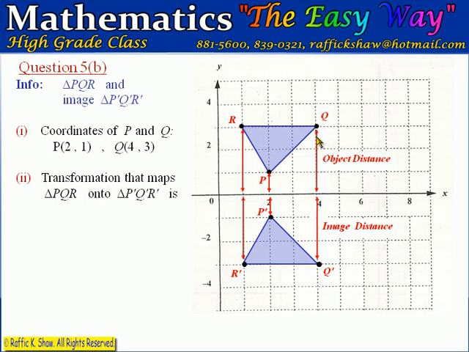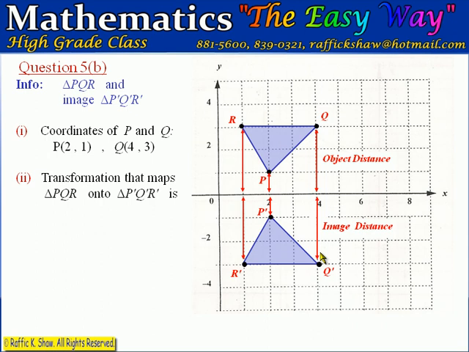Q is 3 units from the mirror line on this side, and the image is 1, 2, 3 units on the other side of the mirror line. And then R is also 3 units from the mirror line on this side, and R prime is 3 units on this side. So this confirms that object distance is equal to image distance, and so the criteria for reflection over the x-axis are satisfied, right?